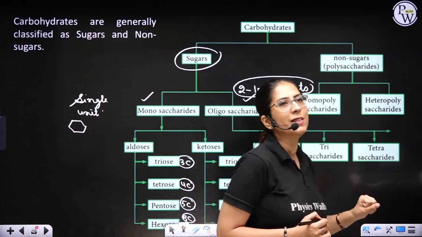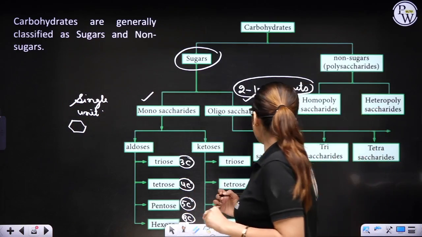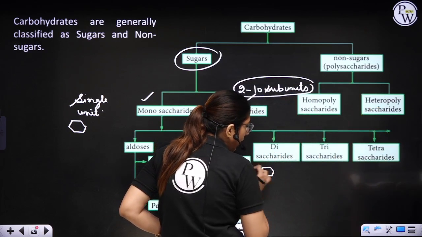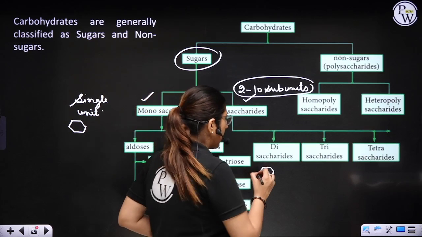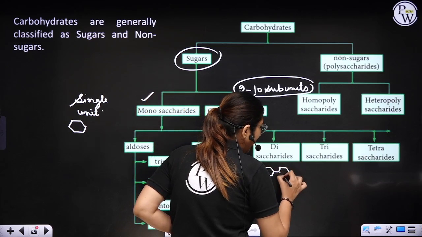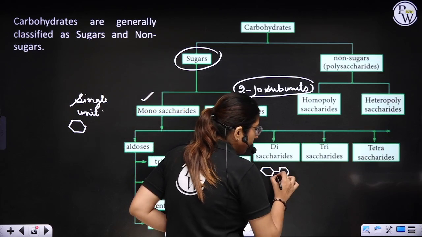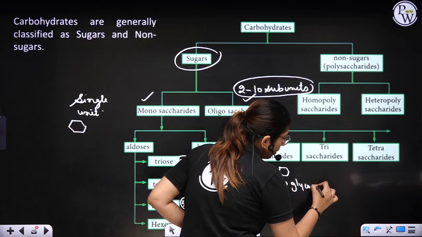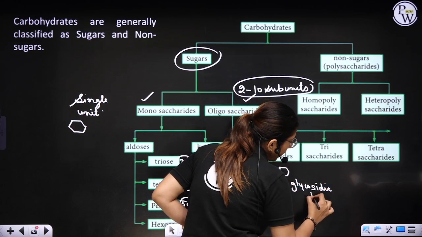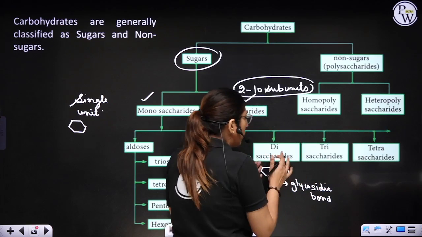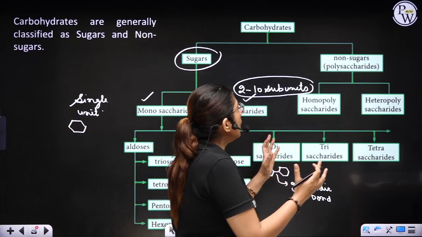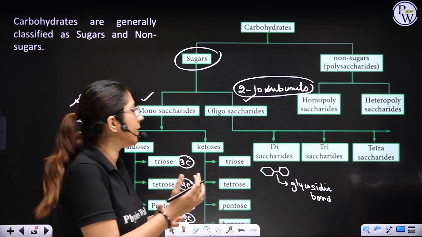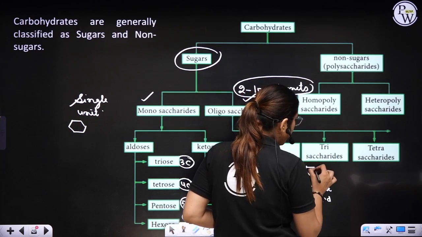Now let's talk about the disaccharides. Disaccharides are those in which 2 subunits are present, and these 2 subunits are joined together with the help of one bond. This bond is termed as the glycosidic bond. That means 2 monosaccharides are joined together. Trisaccharides are those in which 3 monosaccharides are joined together. Right? So trisaccharides are somewhere or other like this.